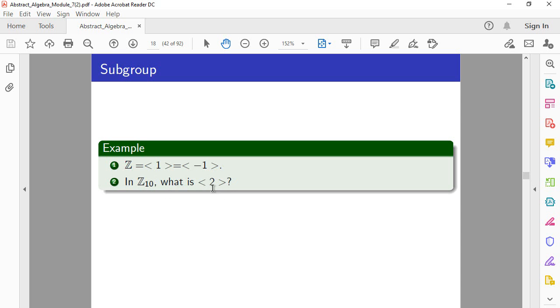So, for example, 0 will be in this subgroup, and then 2 times 1 is there, so 2 is there. 2 times 2 would be 4, is there. 2 times 3 is 6, 6 is there. So 2, 4, 6, 8 is in there. So 0, 2, 4, 6, 8. Those are the multiples of 2 in Z10. And that's the subgroup generated by 2.